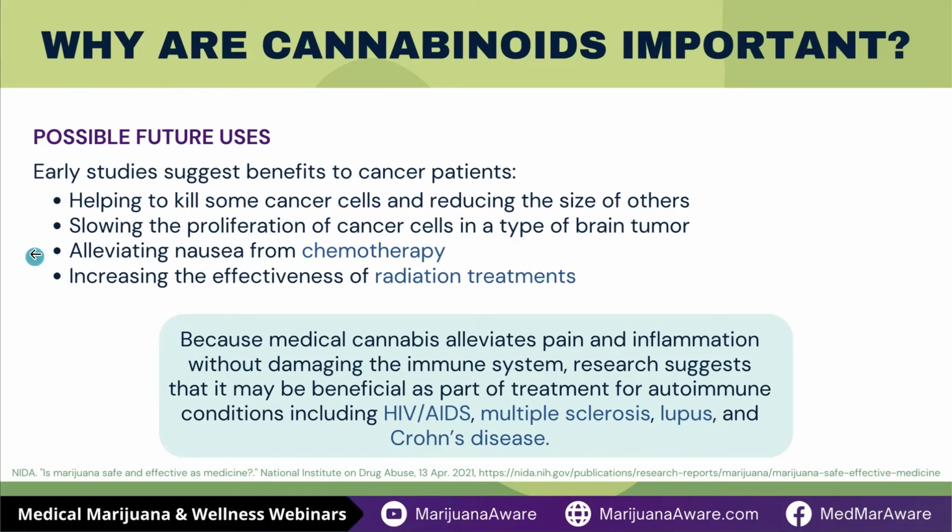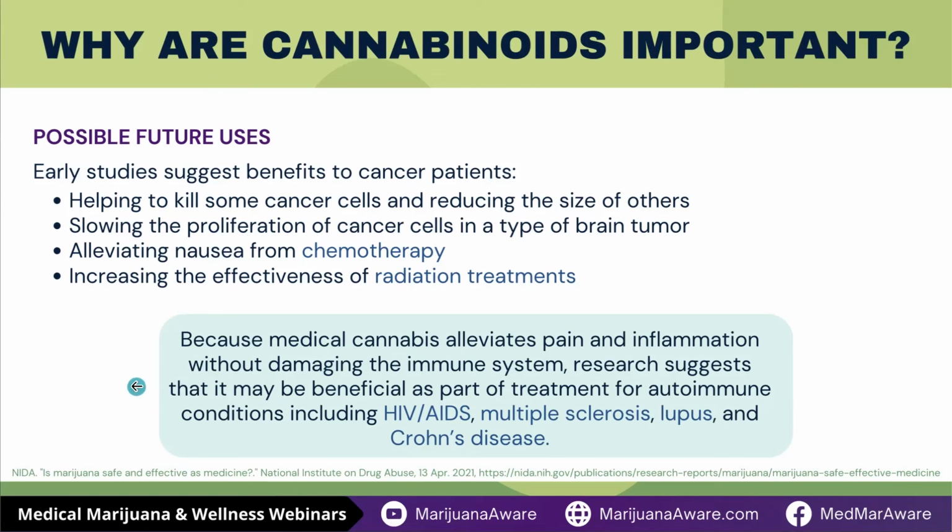Another really big thing that they're looking into research wise is how cannabinoids and the cannabis plant are helping with nausea and vomiting that may be associated with chemotherapy or radiation treatments. And then medical cannabis has been shown to alleviate pain and inflammation without damaging the immune system.